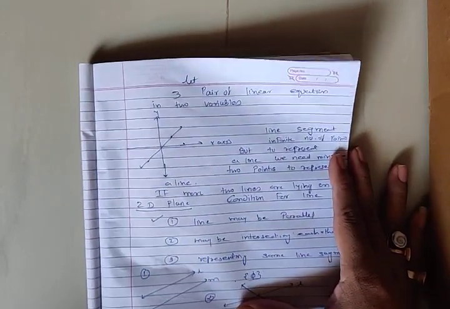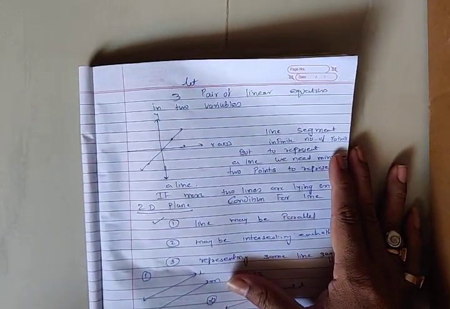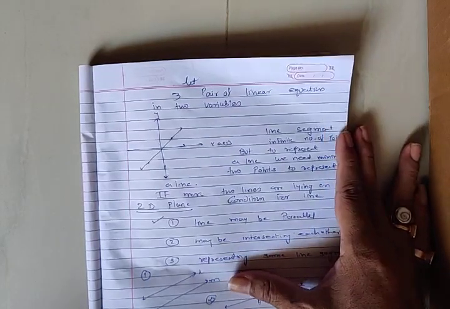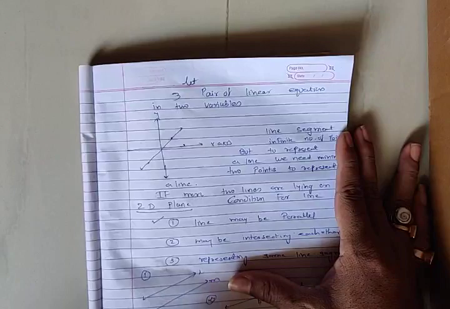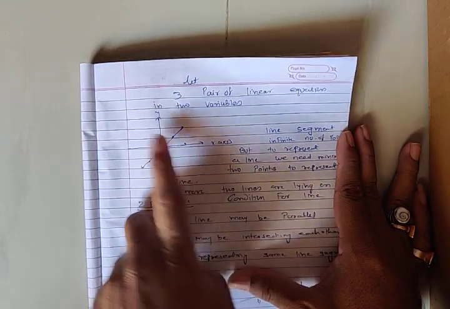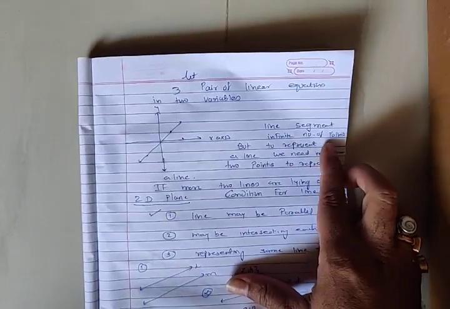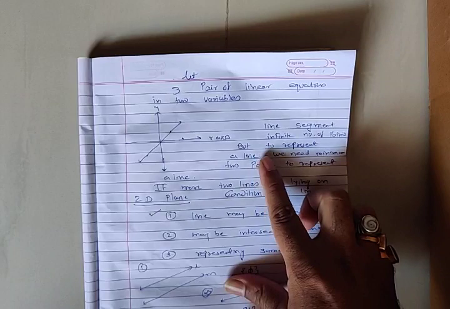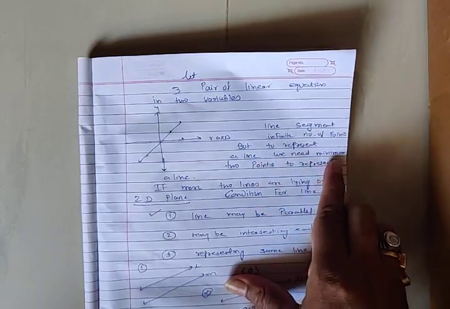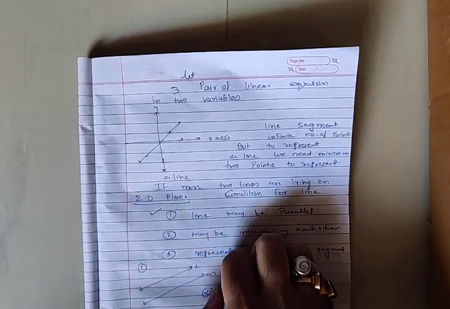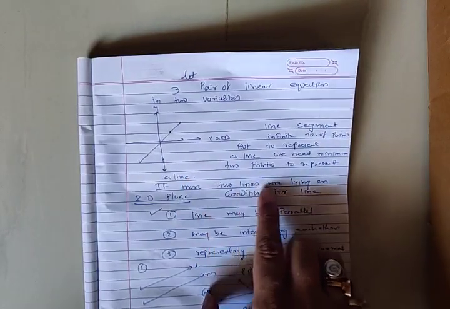Let us start with chapter number 3, a pair of linear equations in two variables. Usually to plot a line, we need an x-axis as well as a y-axis. A line has an infinite number of points, but to represent a line, we need a minimum of 2 points to represent it.